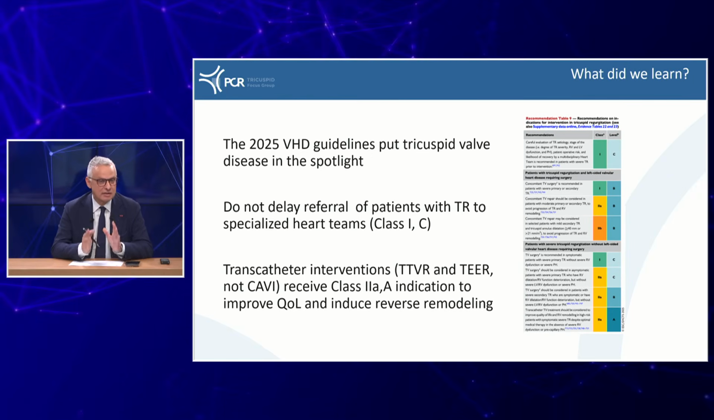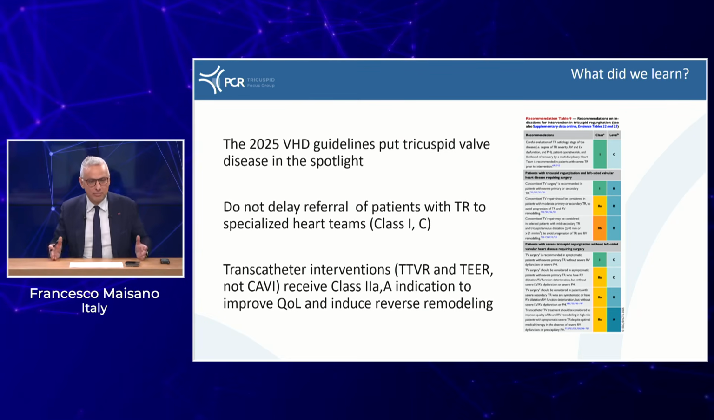It's time also to make a summary. What did we learn in this? If we can show this last slide. The 2025 Valvular Heart Disease guidelines put tricuspid valve disease in the spotlight. This is the number one success we as a community obtained. We are very happy that now for a general practitioner there is clear understanding of this pathology.